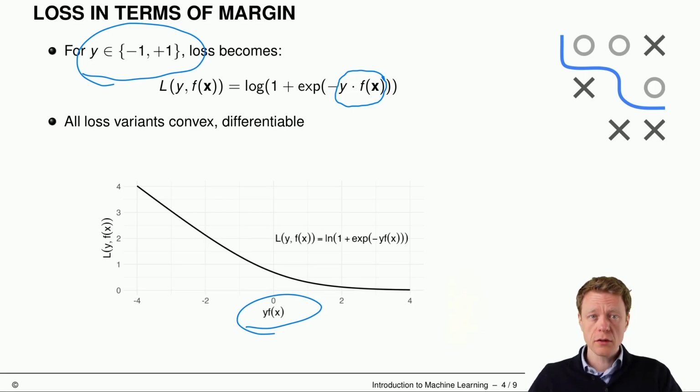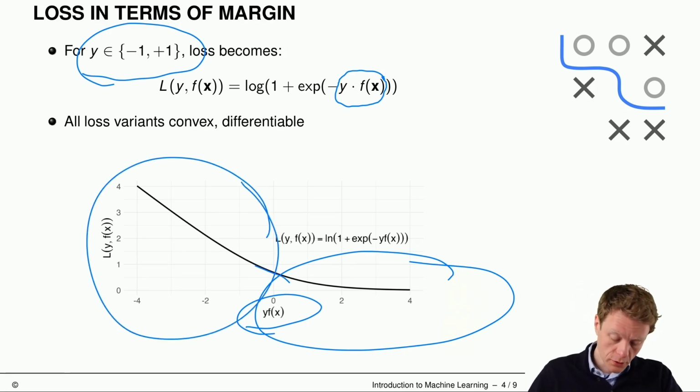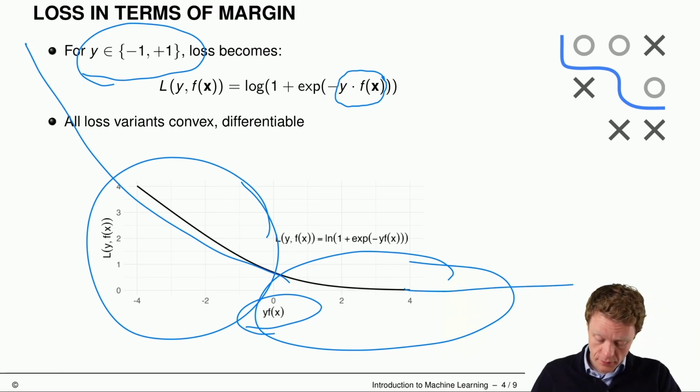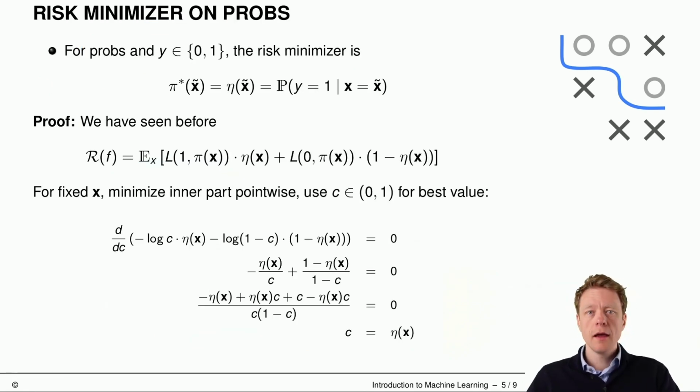And what we see here is that if we are on the positive side, which means we have classified correctly, then the loss is smaller than on the negative side. But also this grows to infinity and this converges to 0. All these loss variants are convex and differentiable, which is, of course, nice for optimization later. Okay, that's it for the loss functions, the 4 different versions of the log loss.